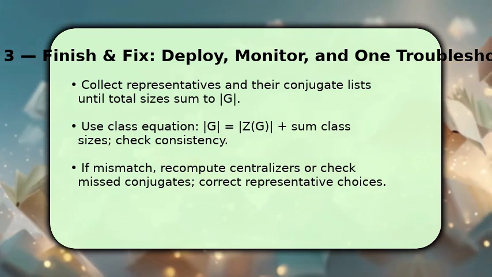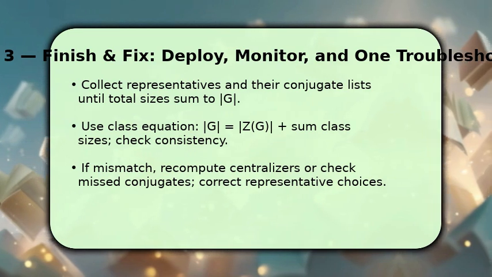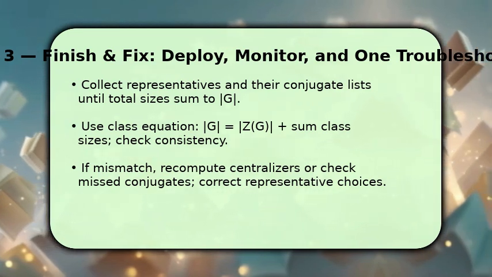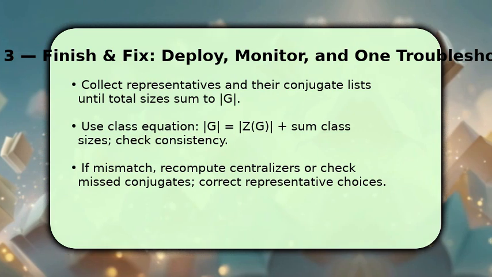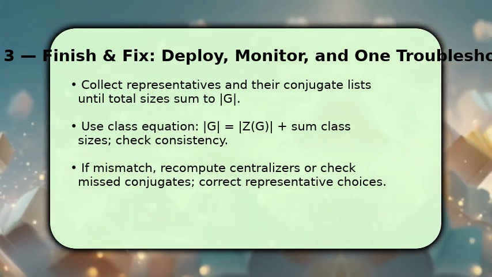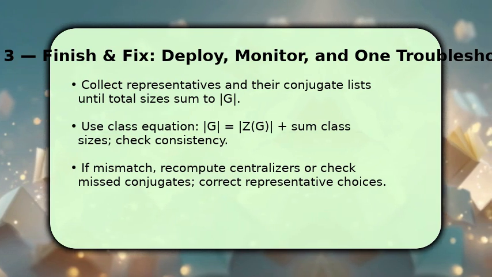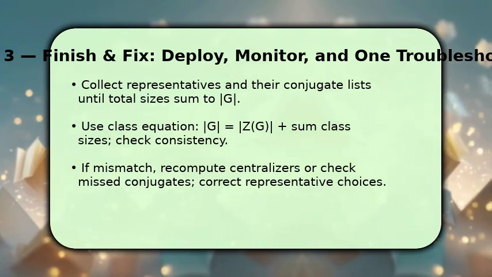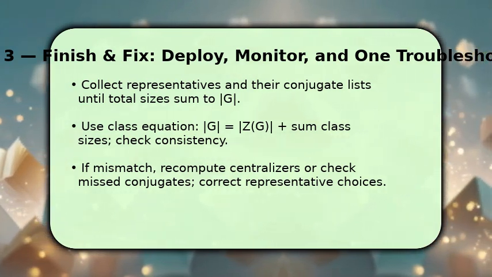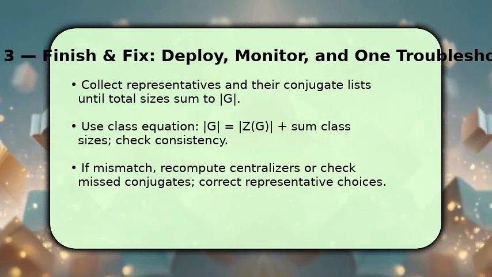If you find a mismatch, retrace steps calmly. Recompute centralizers, reevaluate invariants, and check that you didn't miss conjugates generated by other elements. Quick troubleshooting tip: if sizes don't add up, inspect the centralizer computations first. They are the most common source of error.